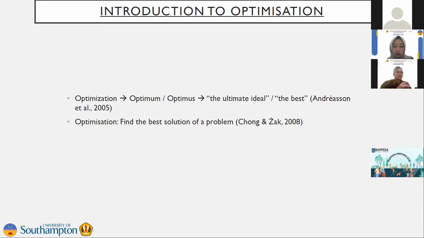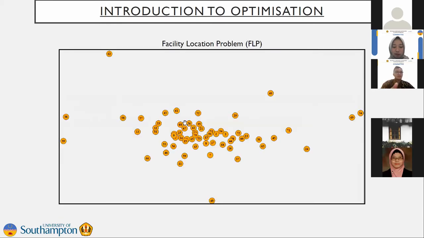Optimization comes from the Latin words optimum or optimus, which means the ultimate ideal. In other words, it means the best. So scientifically speaking, optimization is a branch of science, the purpose of which is to find the best solution to a problem. Certainly there are many contexts that we can discuss depending on what perspective we're using. Optimization is a method in operational research, the purpose of which is to find the best solution to a problem. So that is the definition of optimization.